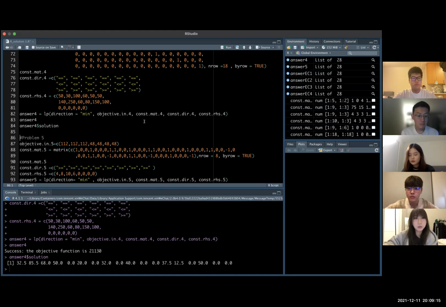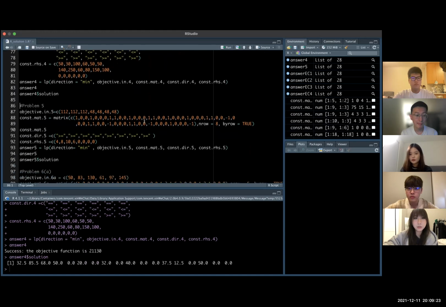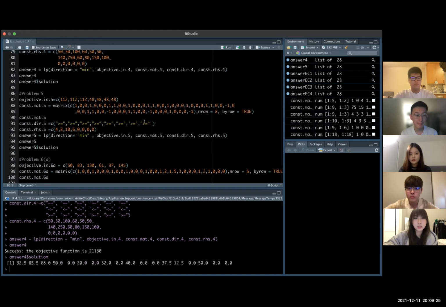And we conclude that in month 1, product A should use machine S to produce 53 units since it should be integer. Should use machine Y to produce 86 units. Product B should use S to produce 50 units and use Y to produce nothing.